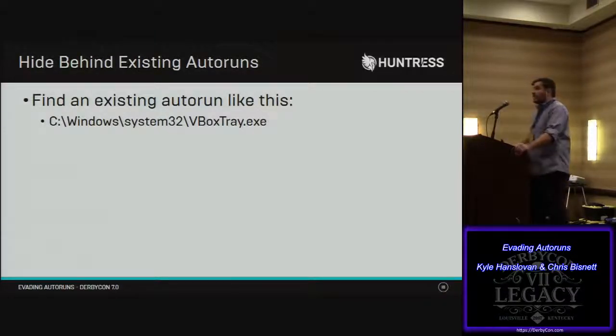So how can we use this to hide behind an existing autorun? We could find an autorun like this one. This is the VirtualBox tray application. It's just a run key. It points to a binary. That's it. Nothing fancy here.